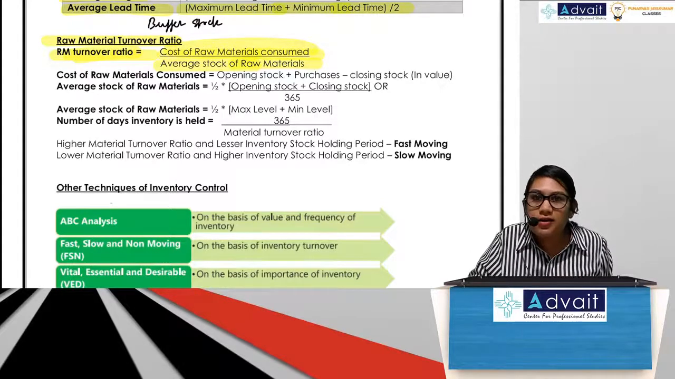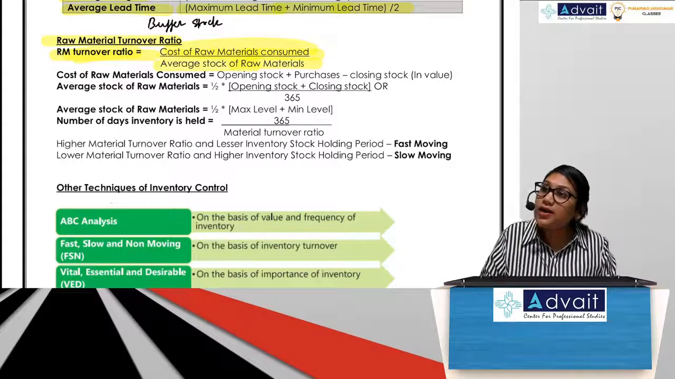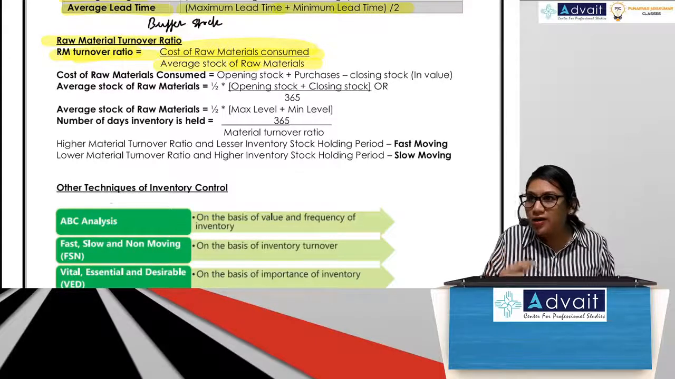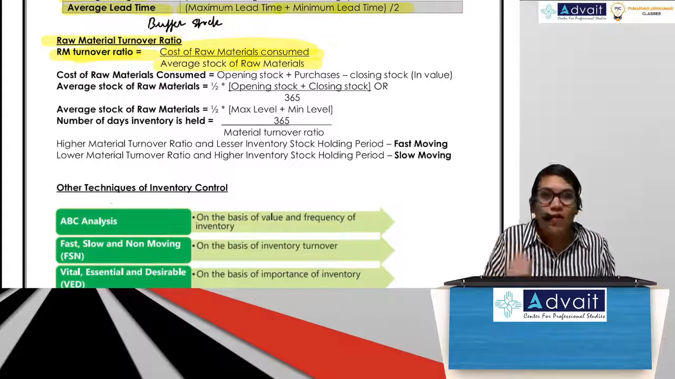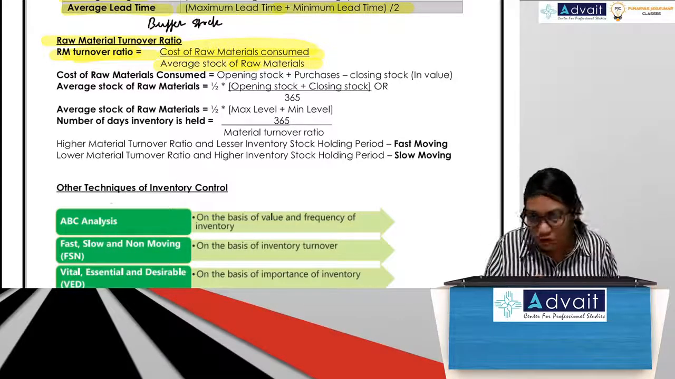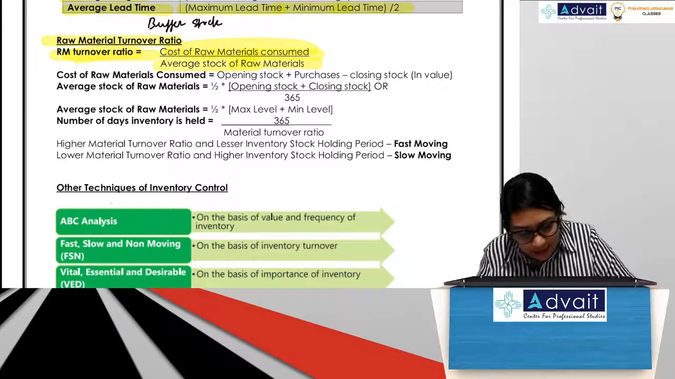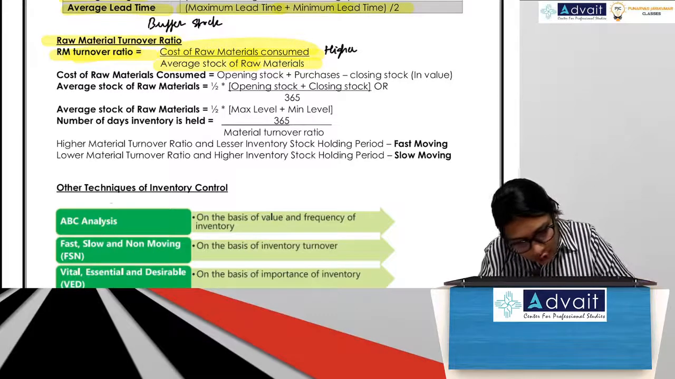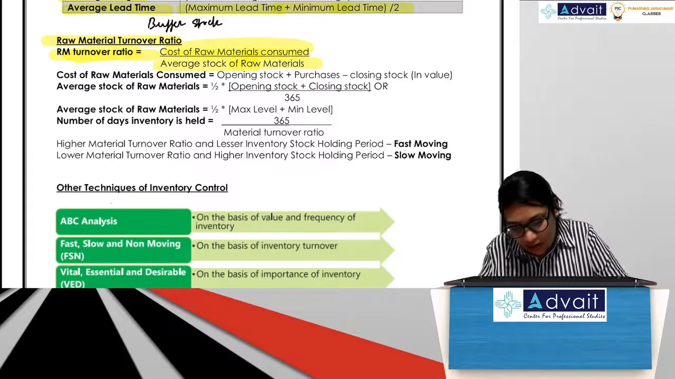Did you all understand? If the numerator is bigger, it means your raw material turnover ratio will be bigger, which means that your material will be fast moving. Okay, so now how do you calculate raw material turnover ratio? Before that, I want you to write here, higher the raw material turnover ratio... wait, no need to write, it's already here. Don't write.